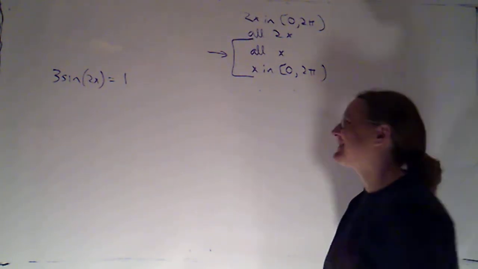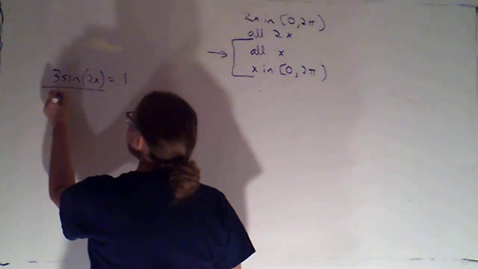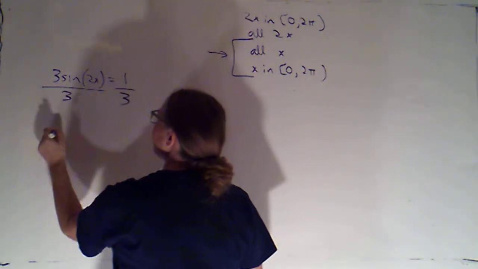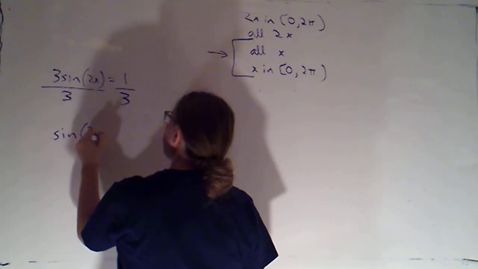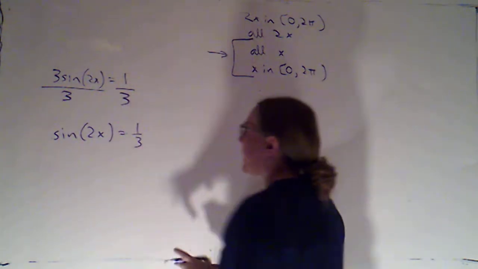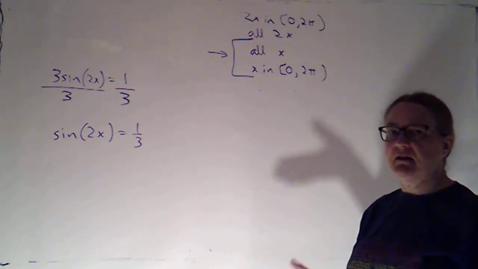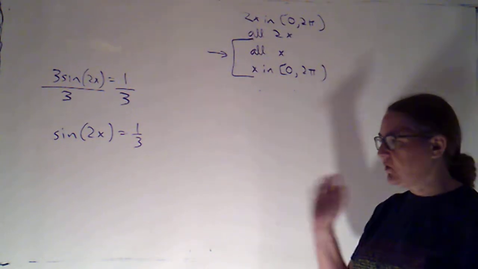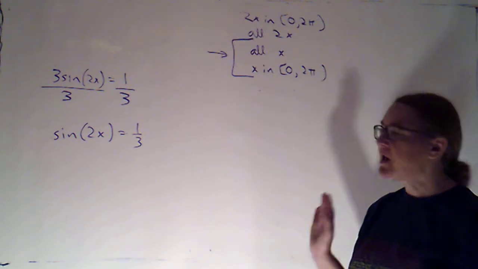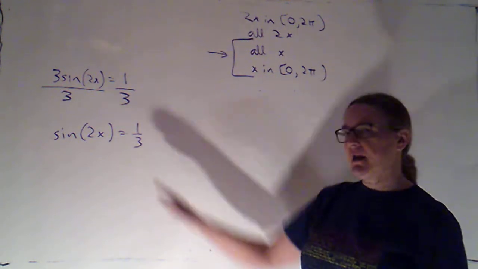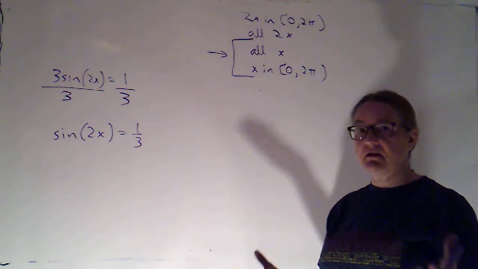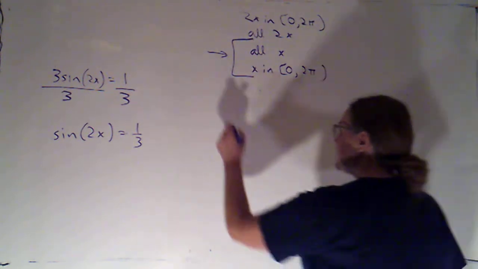Welcome back. So I'm going to isolate my trig function. So I'm going to divide by 3. So I get sine of 2x is equal to 1/3. Now 1/3 I'm not going to get in a 30, 60, 90 triangle or a 45, 45, 90. So I know that here I'm going to be describing things in inverse trig. Still the same process.